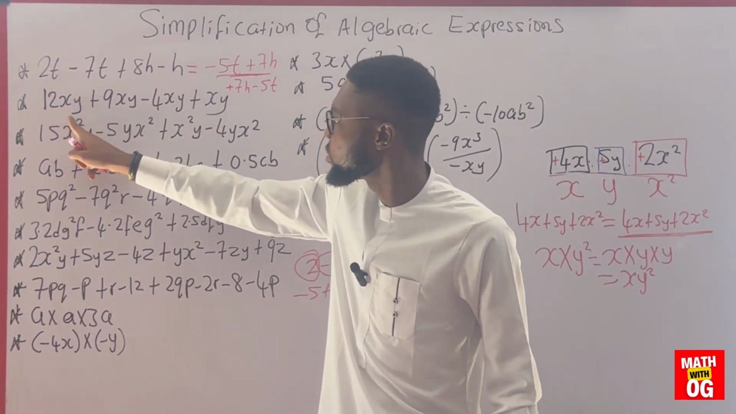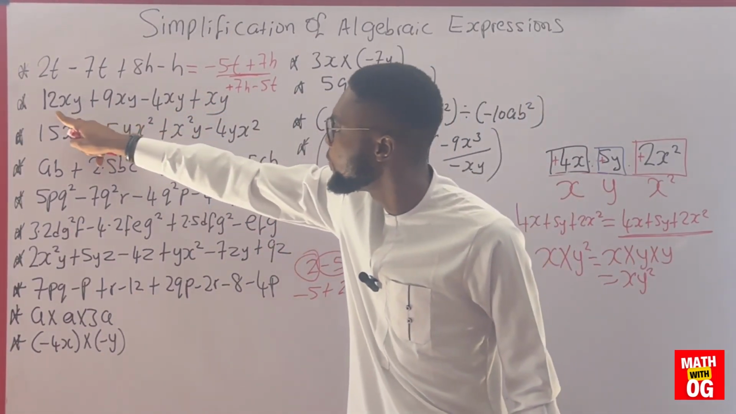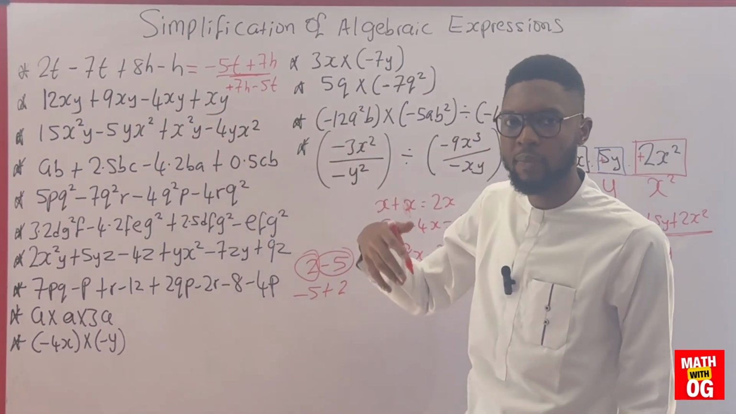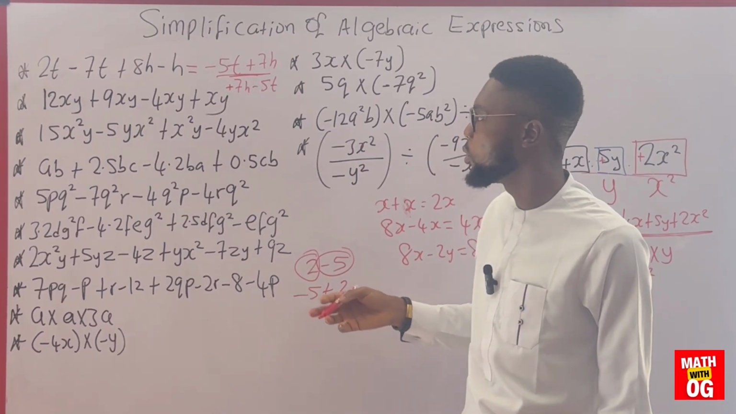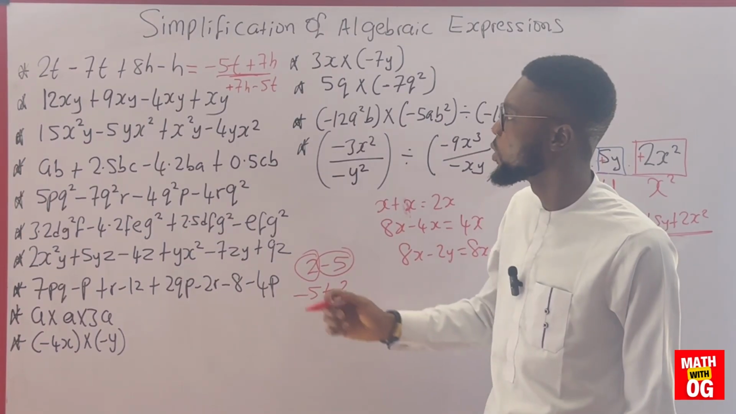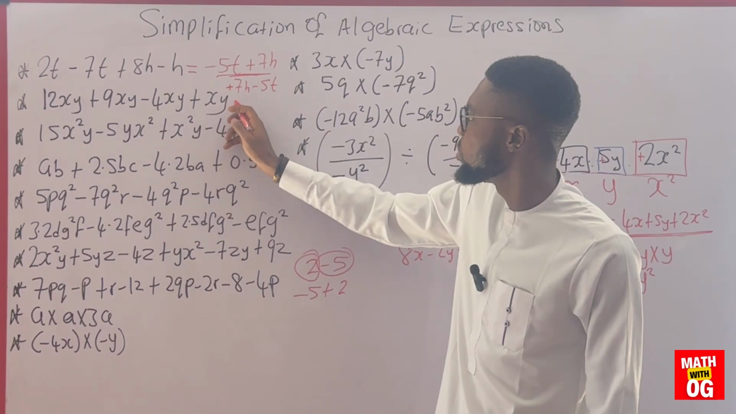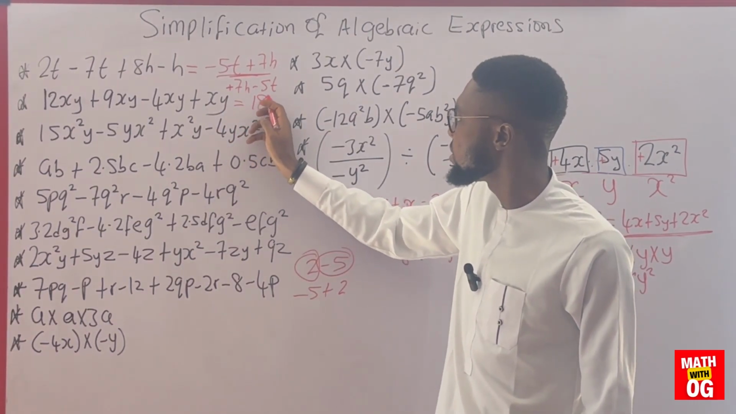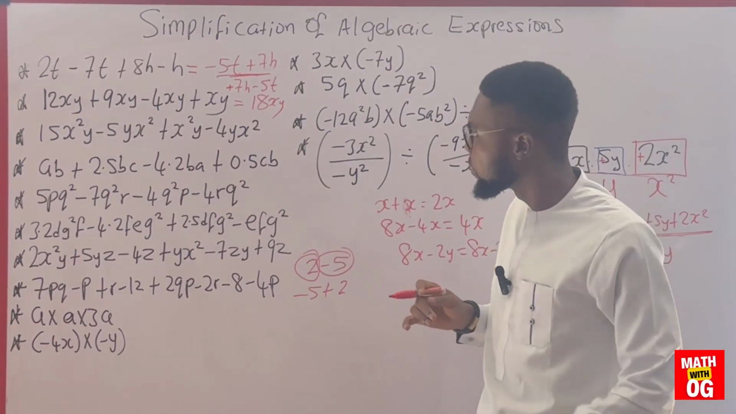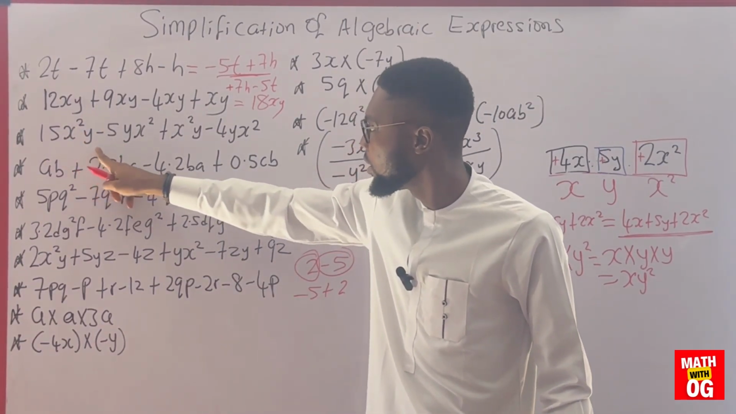You have 12xy, 9xy, minus 4xy, and xy. So you can see that the variables here are the same. They are all xy, xy, xy, xy. Now let's do the addition and subtraction within these variables. 12 plus 9 should give us 21. 21 minus 4 should give us 17, and 17 plus 1 should give us 18. So your answer will be 18. Your variable remains the same, which is what? xy.